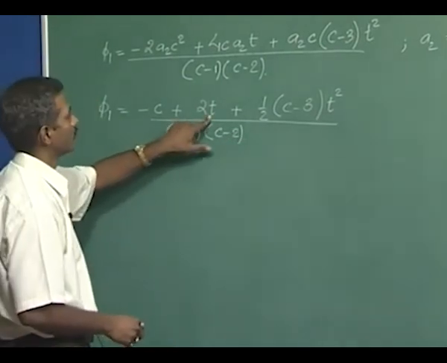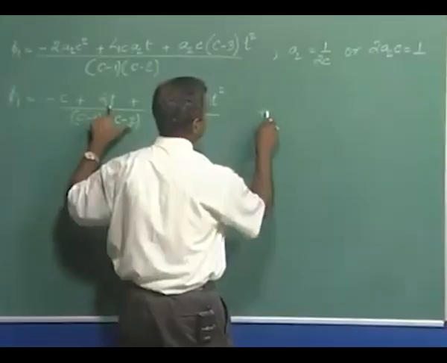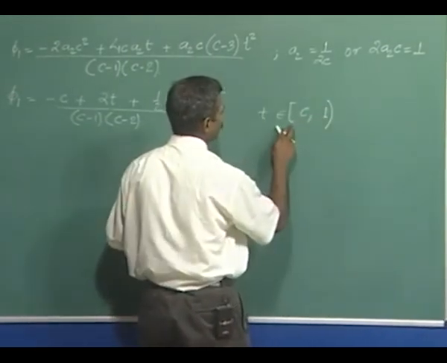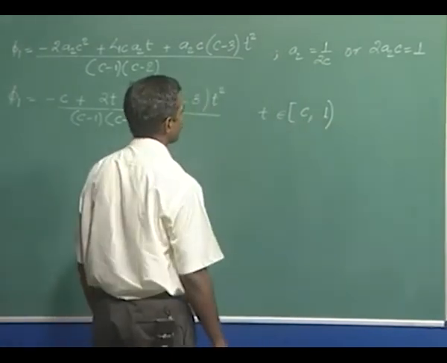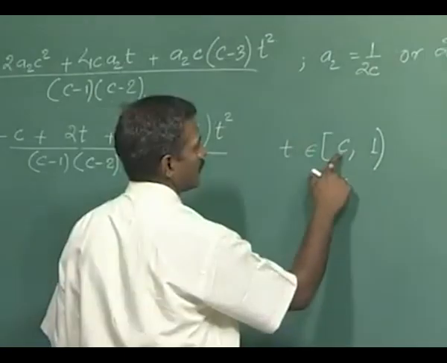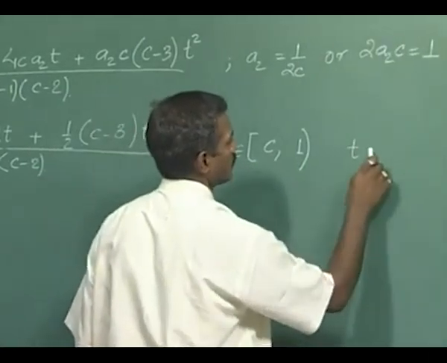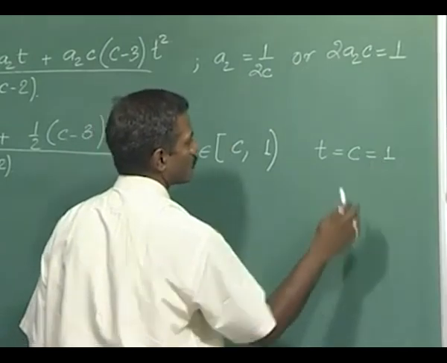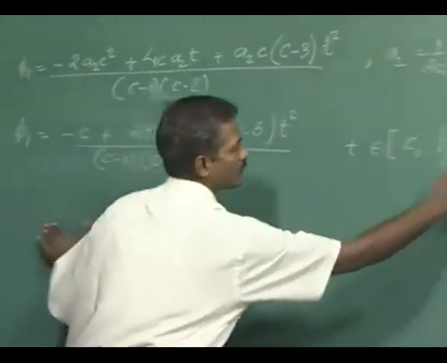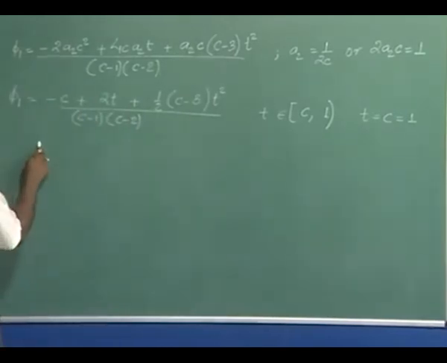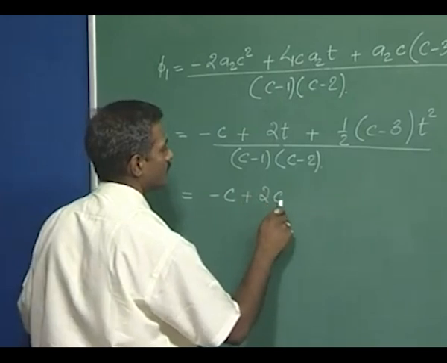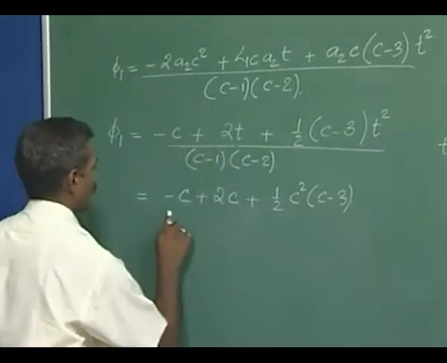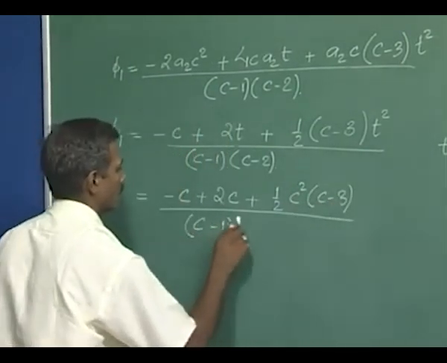Now first, we should know that the values of t are permitted to be between c and 1. This is the closed interval on the left, open interval on the right. When c is equal to 1, all this parameter t can take is the value equals c, which is 1. So let's substitute t equals c here. This is minus c plus twice c plus half c squared times c minus 3, over c minus 1 times c minus 2.